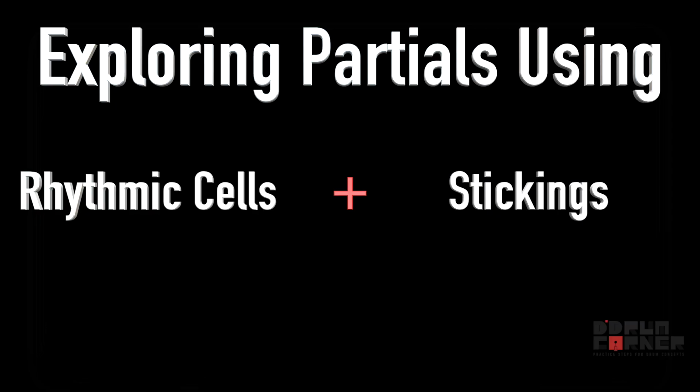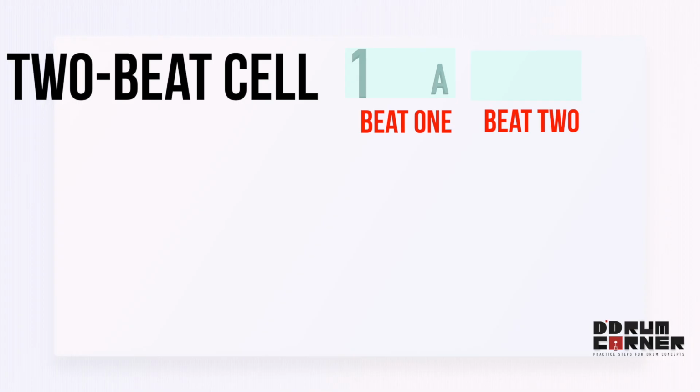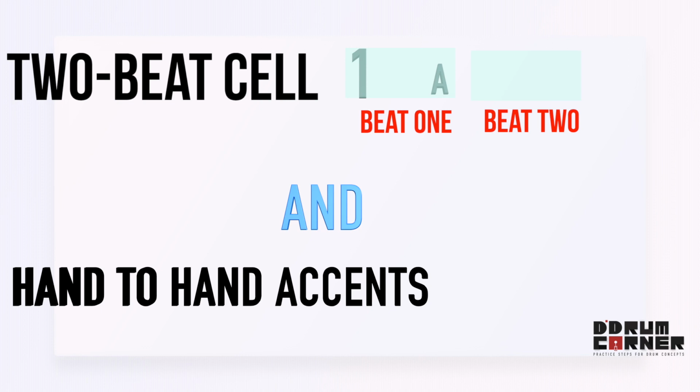So the question now is, well, how do we incorporate this into our drumming? Well, one approach is to experiment with different stick-ins. Let's take the same 2-beat cell example from earlier. Let's use hand-to-hand accents.